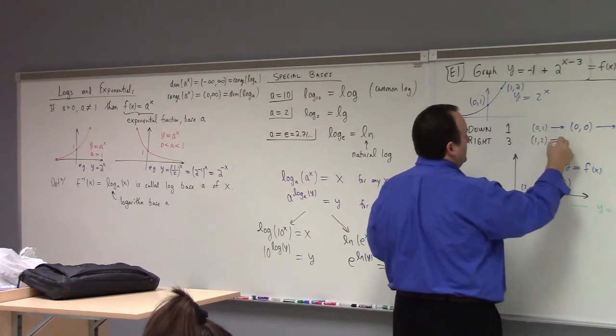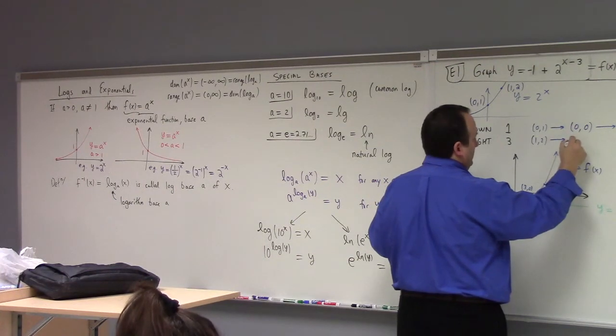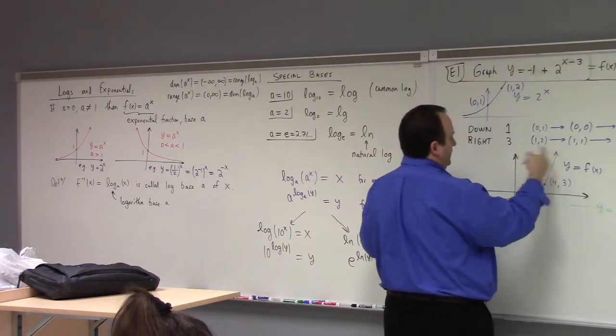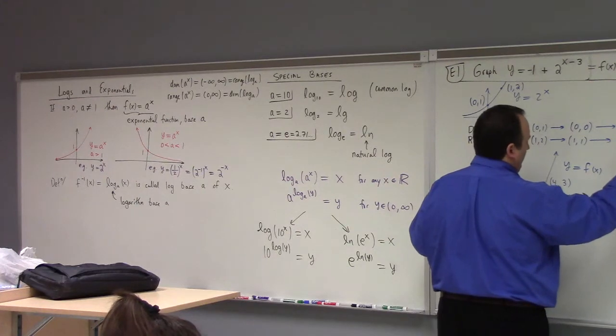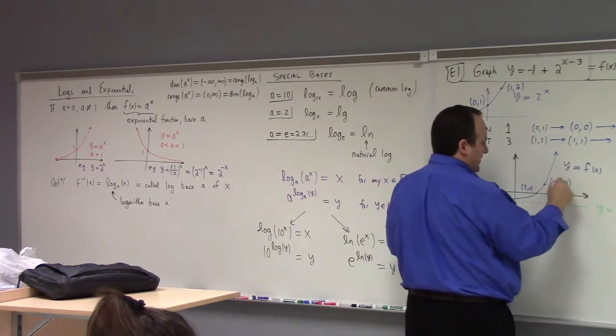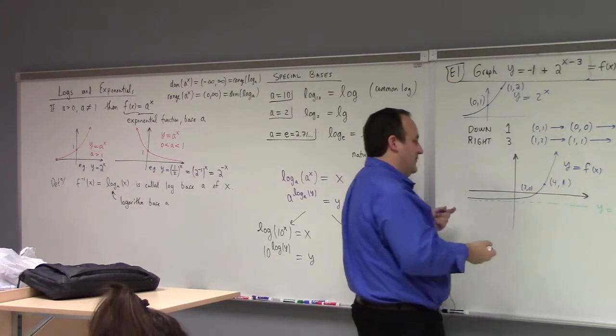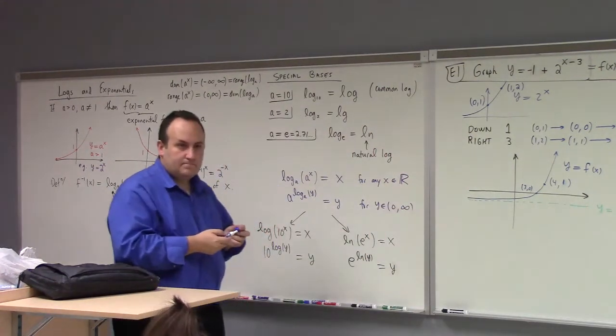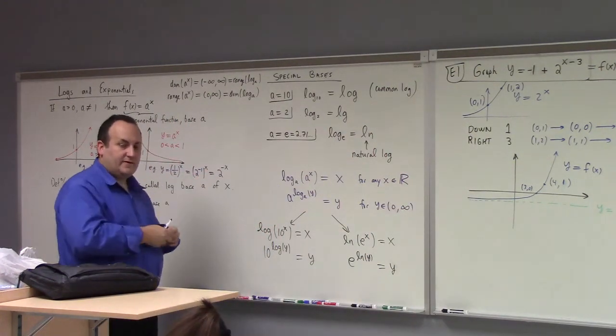1, 2 goes down 1, right? So I go 1, 1, and then I go over 3. So I should be doing 4, 1, right? Not 4, 3. I'm a dummy. I was like, that doesn't look like 4, 3 on my graph. Well, yeah, because it shouldn't have been. Okay? There you go. There's the graph of y equals f of x.